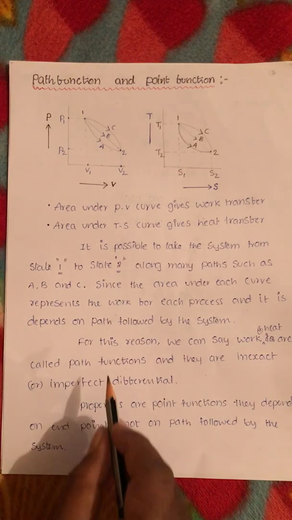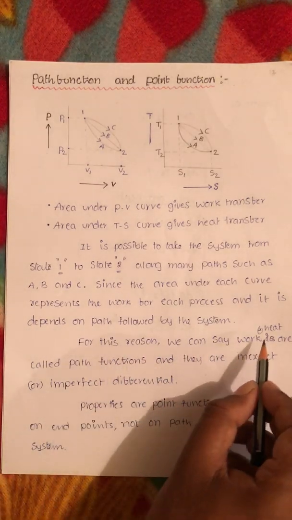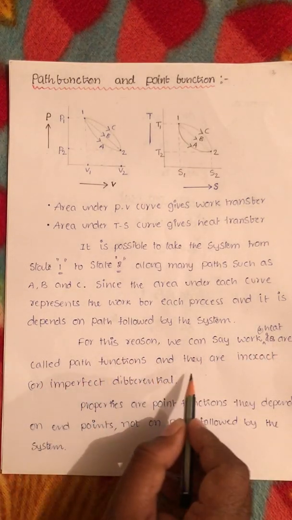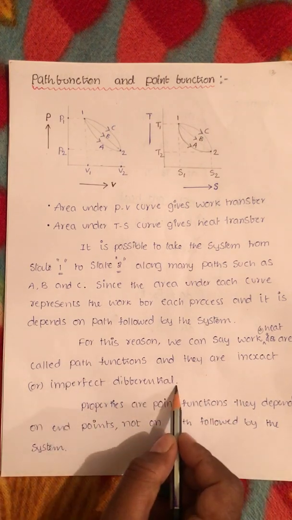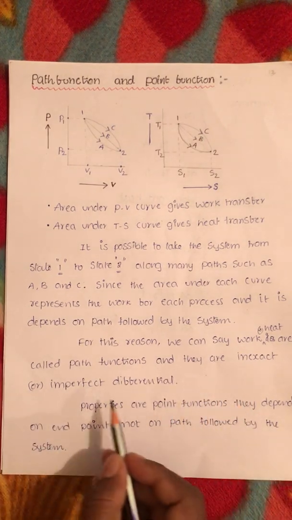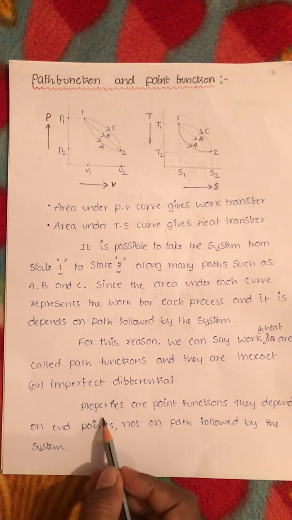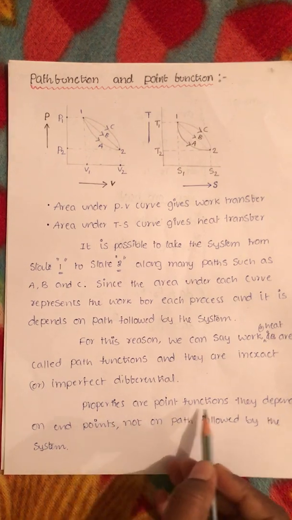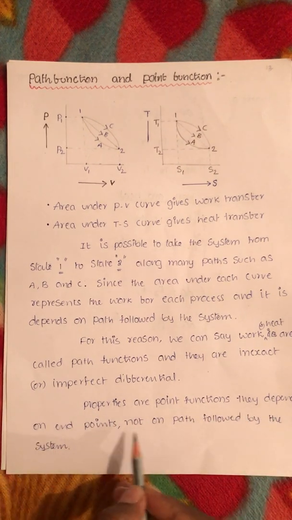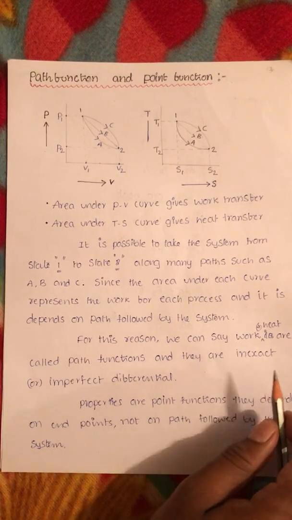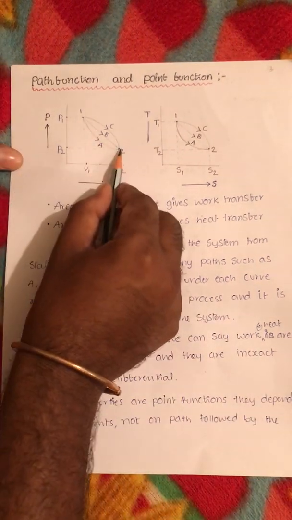For this reason, we can say work and heat are called path functions and they are inexact or imperfect differentials. Whereas properties are point functions. They depend on endpoints, not on the path followed by the system. Properties do not depend upon the path followed by the system.